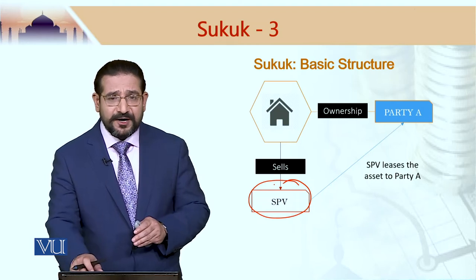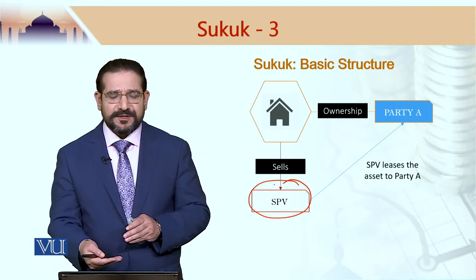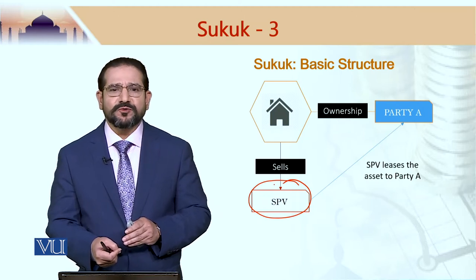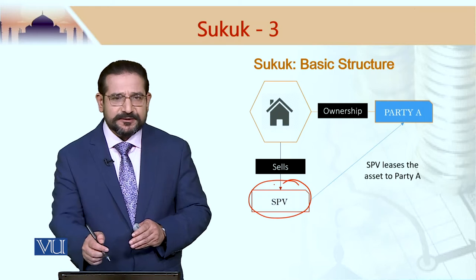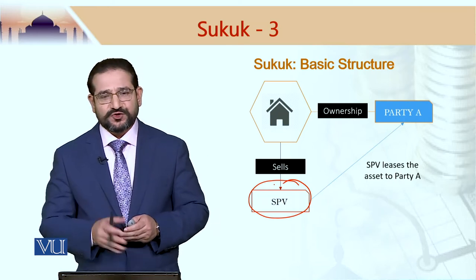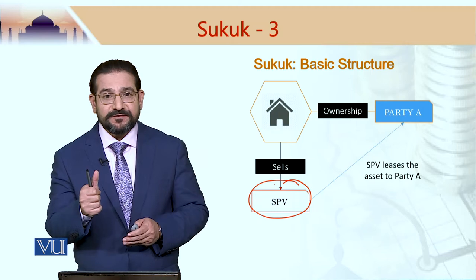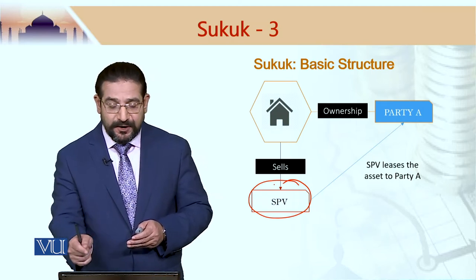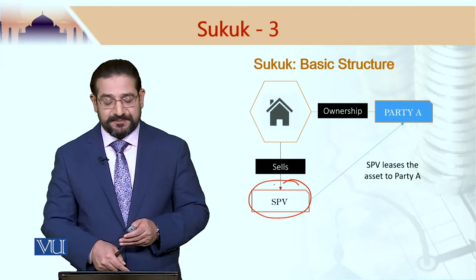Although party A actually starts the process of setting up the SPV, it doesn't have any meaningful control on it. So party A sells this asset to SPV. So this is step number two. Step one, SPV is set up. Step two, party A sells its asset to SPV.